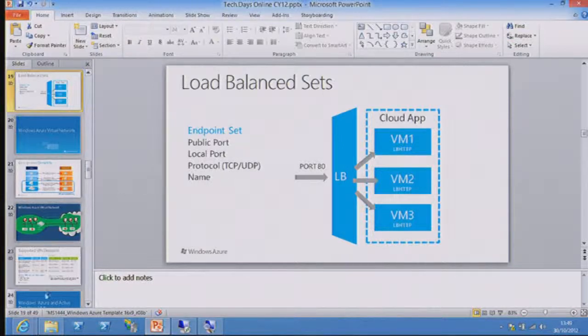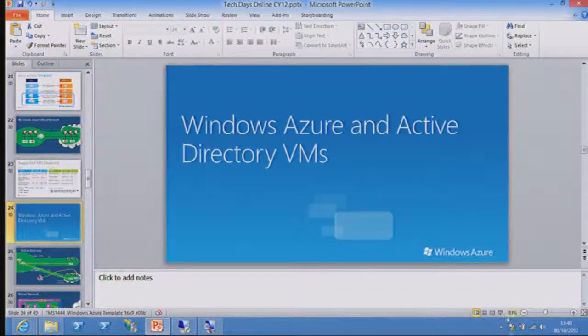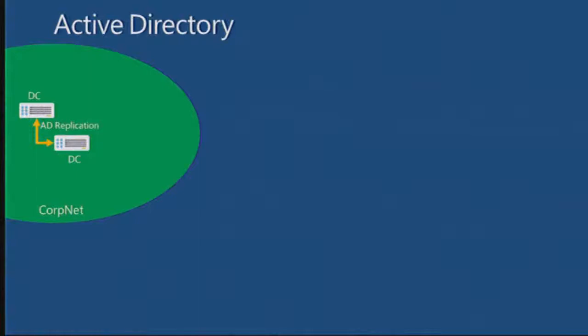Where did I get to? I got to Windows Azure Active Directory and VMs. Okay, so here we are. We've got an Active Directory. It's on a corporate network.